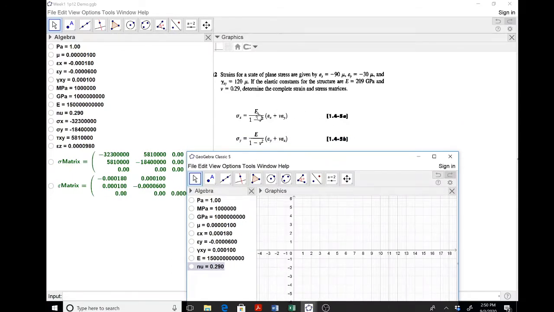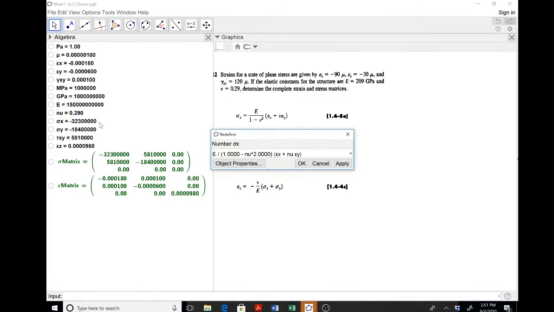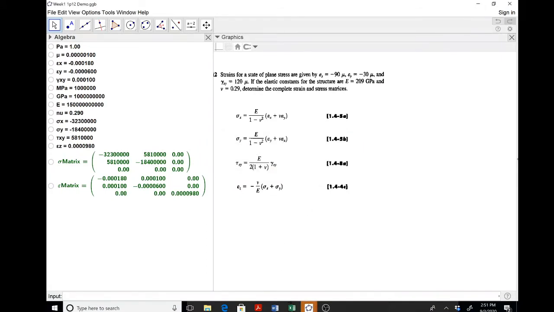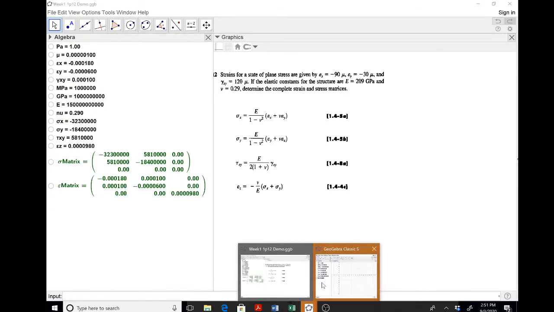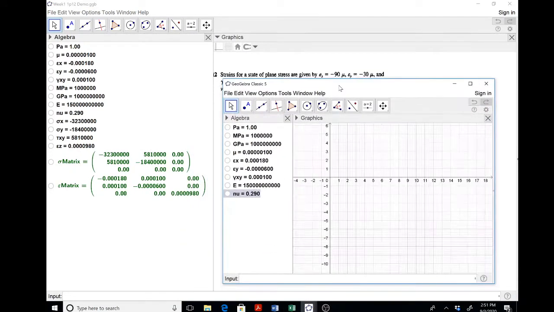And then sigma x is equation 1.4-5. This is just the stress transfer, the classic Hooke's law, stress in terms of strain. And it's a planar problem, so we don't have epsilon z. And I'm going to go ahead and put this in here. And if you double click on it, you could see what I did here. E over 1 minus nu squared times epsilon x plus nu epsilon y. So that's exactly what I'm going to do in this demonstration window.